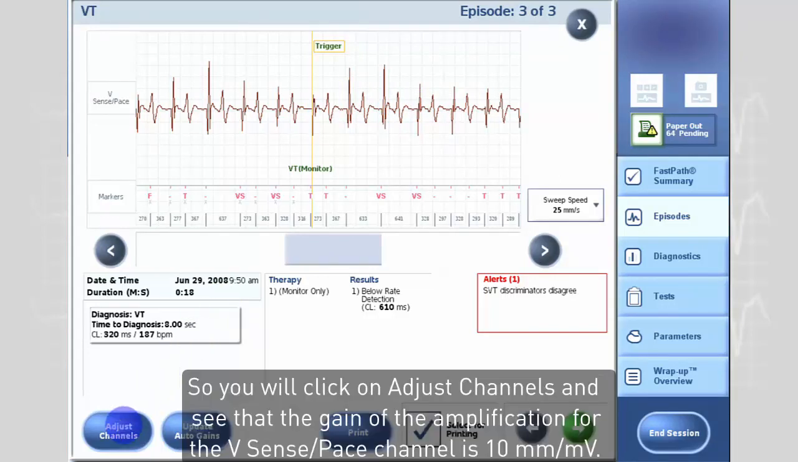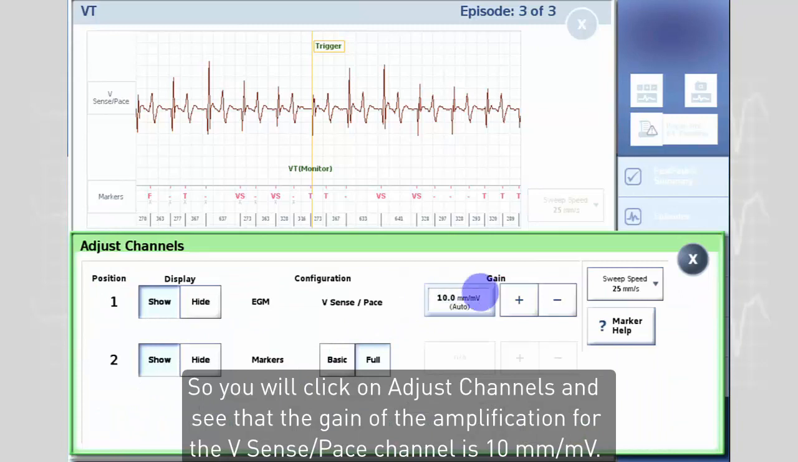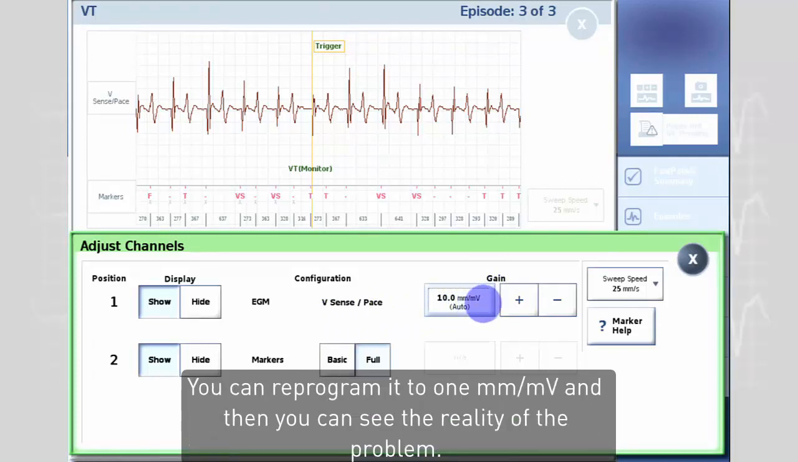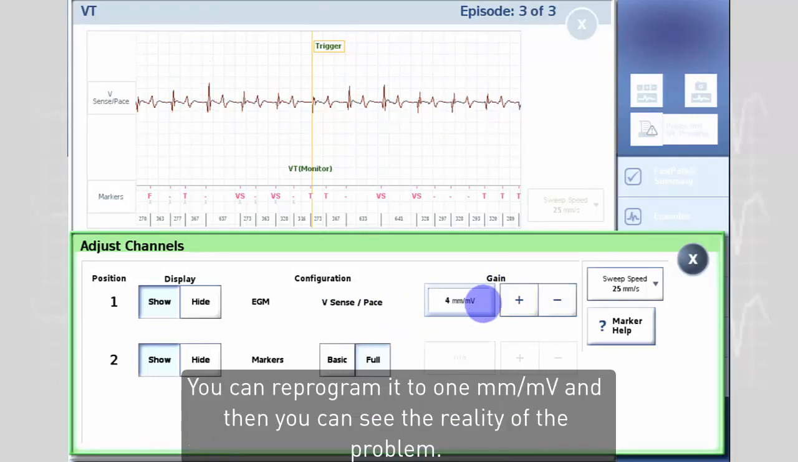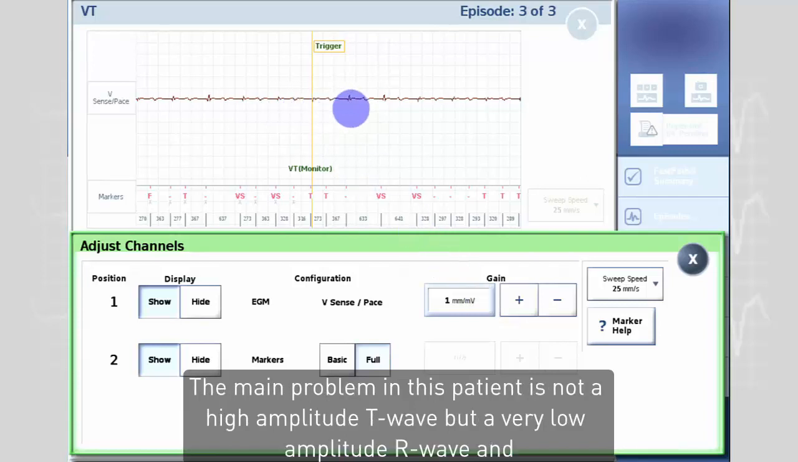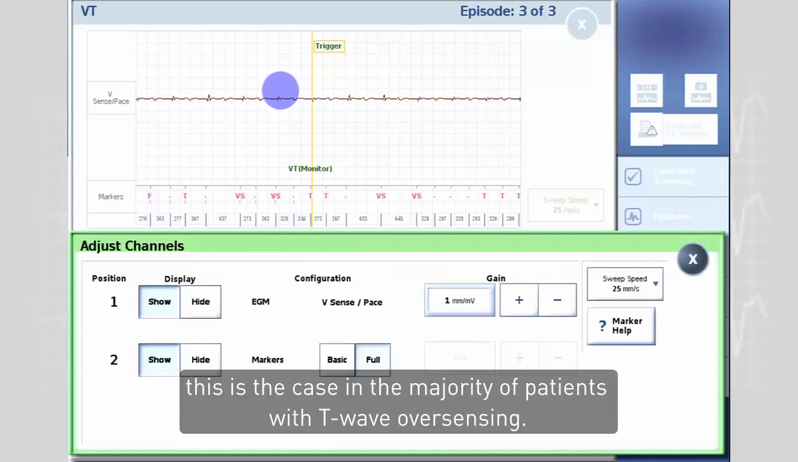So you will click on Adjust Channels and see that the gain of the amplification for the vSense pace channel is at 10 mm per millivolt. You can reprogram it to 1 mm per millivolt, and then you can see the reality of the problem. The main problem in this patient is not a high amplitude T wave, but a very low amplitude R wave, and this is the case in the majority of patients with T-wave oversensing.